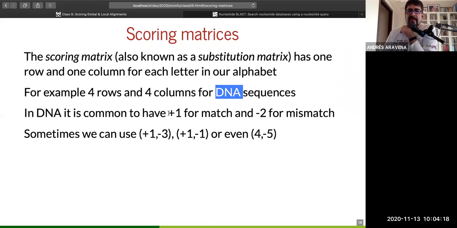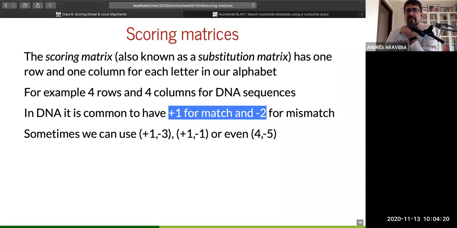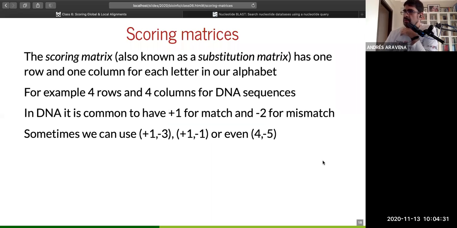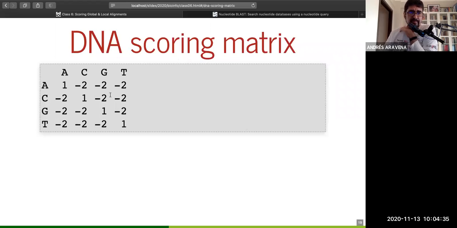So for example, the typical thing that people use is 1 for match, -2 for mismatch in DNA, or -1, -3, or 1, -1, or even 4, -5. We will discuss them later, but let me show you this. This is one of the standard things that we use.